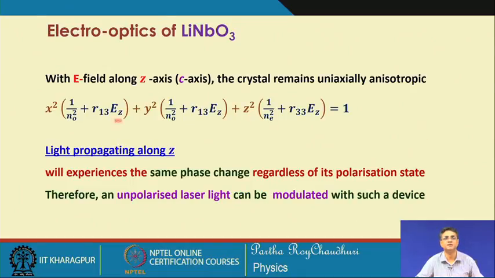So, look at this once again, this is your 1 upon n x dash square, which is equal to this, and similarly this is 1 upon n y dash square, 1 upon n z dash square, and so on. So, now light propagating along z direction will experience the same phase change regardless of its polarization state. Therefore, unpolarized light can be modulated with such a device.